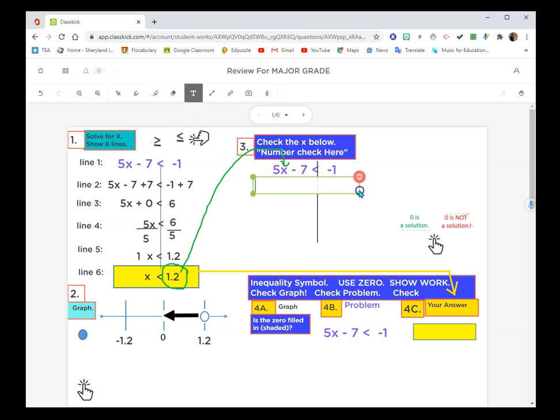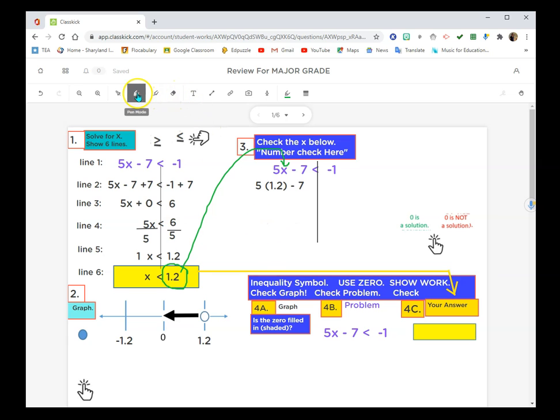Use your typing tool, and we're going to type 5. Now we're going to type a parenthesis. A letter next to a number means to multiply. A parenthesis next to a number means to multiply. So we're going to type in 5 times 1.2 in parentheses. Don't put another x here for multiplication because that looks like the variable x. So a letter next to a number means to multiply. A number next to a parenthesis means to multiply. Bring down the minus 7.